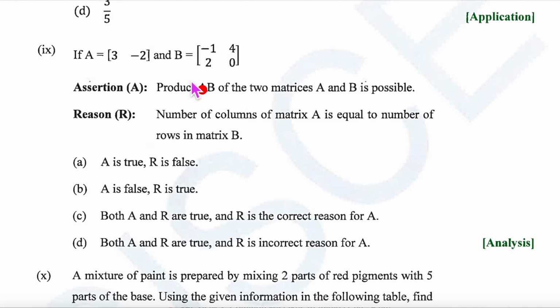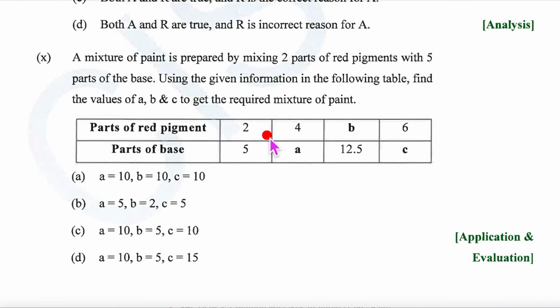Let's look at this. This is a 1 by 2 matrix. This is a 2 by 2 matrix. Then the product of the two matrices A and B is possible because the number of columns of A equals the number of rows of B. Are they telling the same thing? Yes. So this is the correct explanation. Fine. So this also is doable.